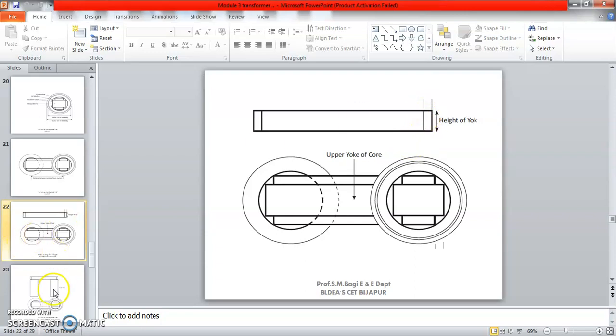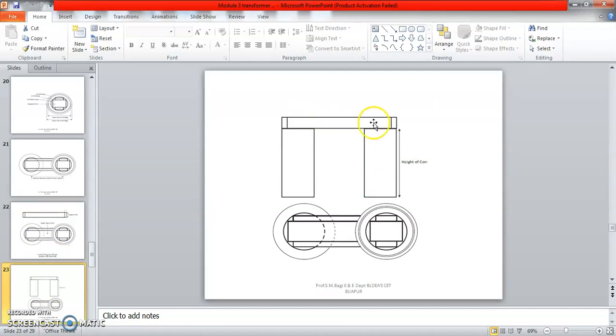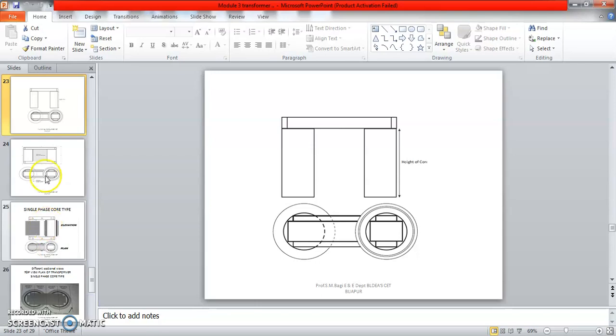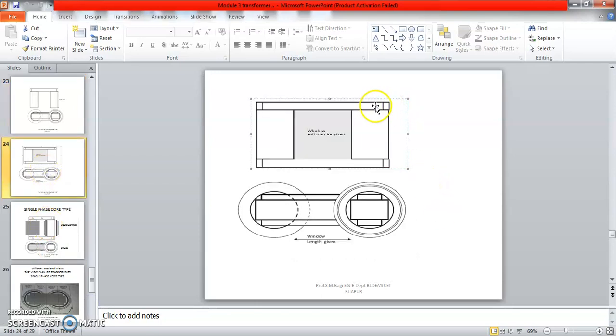So now I'll show this. Just have a look at this diagram. The yoke is there, below also you'll get one yoke, and this is the height of the core. I told you the total height of the transformer is 100, out of 100, 25 above and 25 below is yoke. So I'll directly show this diagram, it will be easy for you. This is the yoke, and this is the core. Getting what I'm telling?